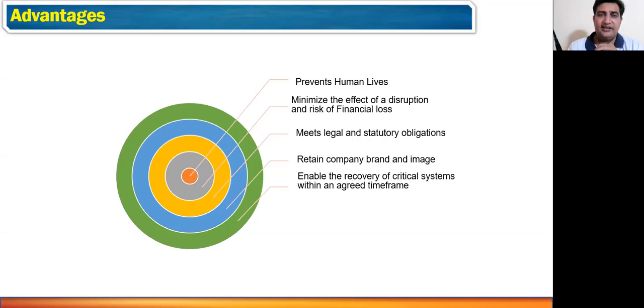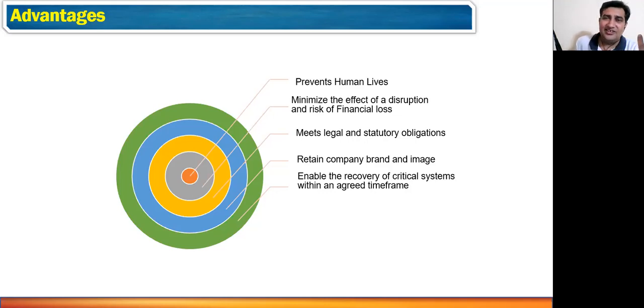Then, meet legal and statutory obligations, right? Because a BCP plan is not just a luxury nowadays, it's a legal requirement for you to have it. Almost all the frameworks which are there, when we implement those, they all talk about BCP. That is so important, right? And obviously, if you have a good BCP plan, it's going to retain the company brand and image.